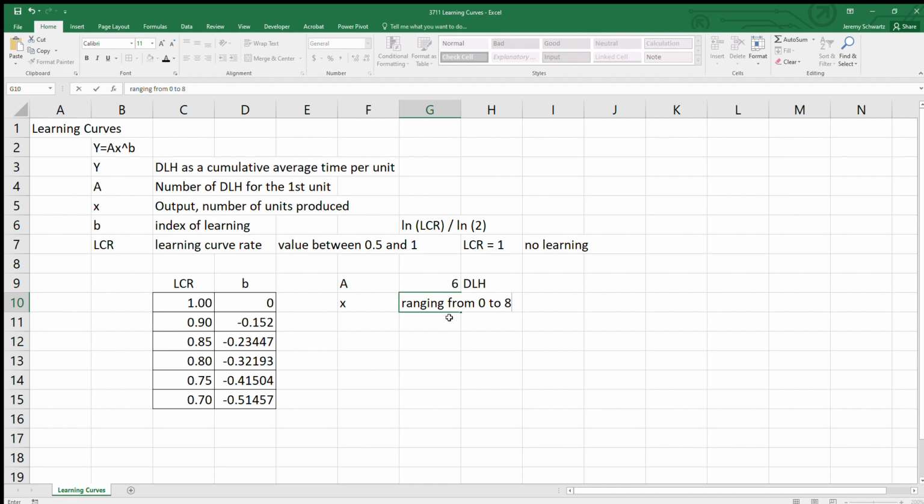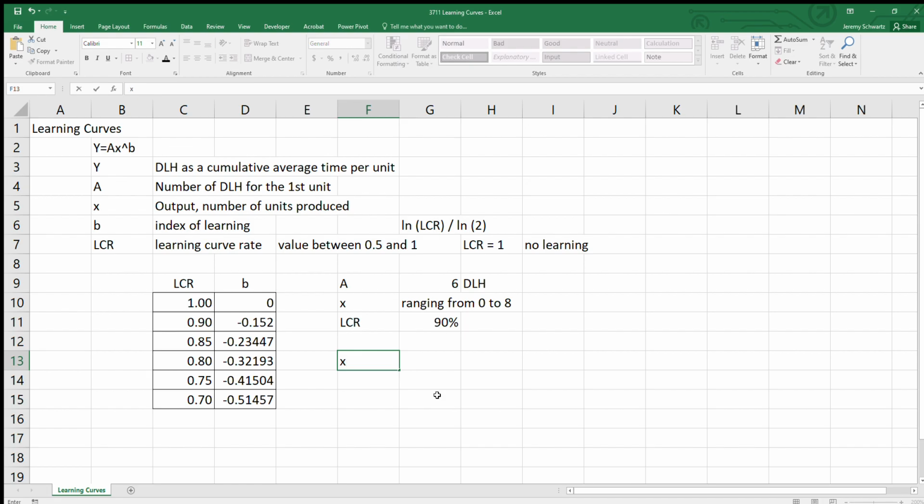to 8. And so then what we'll do is, and then we'll look at a learning curve rate. We'll try a few different things, but first let's try the 90%. So we'll just do it that way, equals 90%. And so then we'll have 0.9 or 90%.